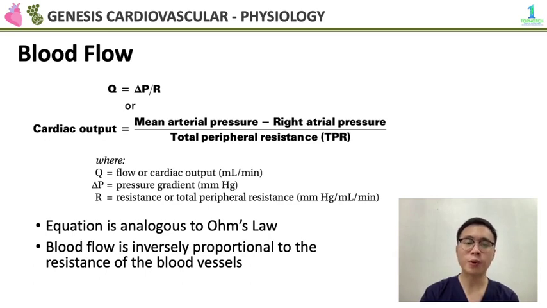So let's digest blood flow a little bit further. So here you have another formula. Q, which is the flow, is equal to the pressure gradient, designated as the delta P, over the R, which represents the resistance or the total peripheral resistance. So basically here you see cardiac output is equal to the mean arterial pressure minus the right atrial pressure over the total peripheral resistance. So this formula over here is analogous to Ohm's law. So the main implication of this formula here is to say that blood flow is inversely proportional to the resistance of the blood vessels. Okay, so fairly straightforward naman yung concept.